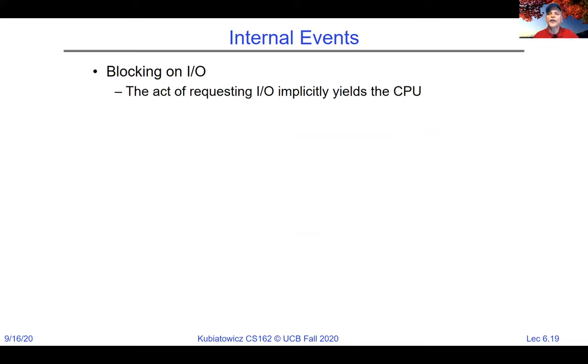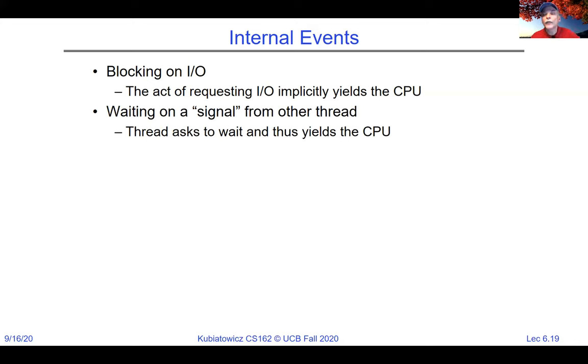A good example of this is blocking on I/O. When you make a system call and you ask the operating system to do a read, you're giving up the CPU, and therefore you're implicitly yielding it. The operating system's working on your task by, say, talking to a disk for a million instructions, so it can schedule somebody else. So surprisingly, blocking on I/O is a great example of yielding.